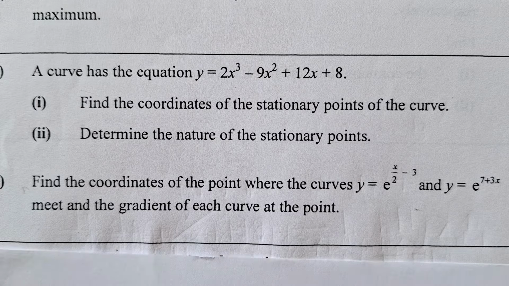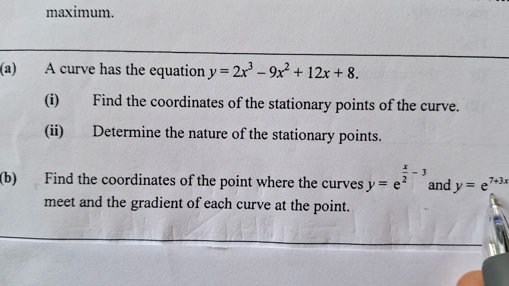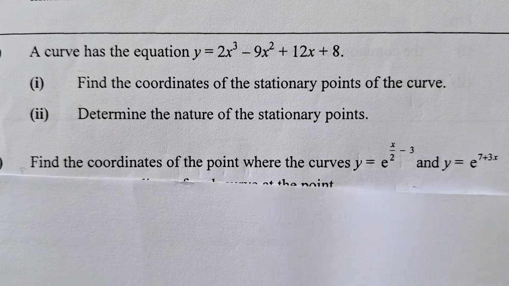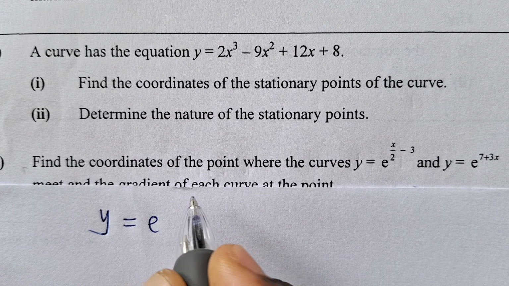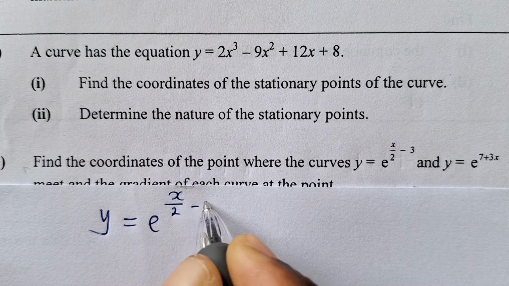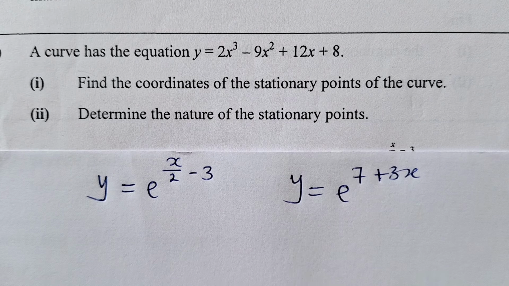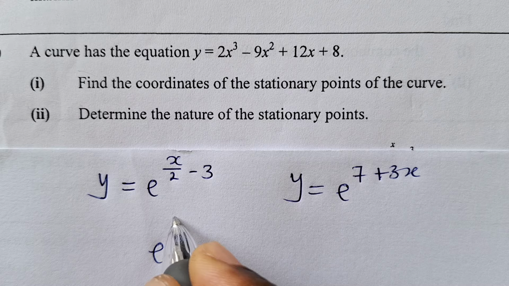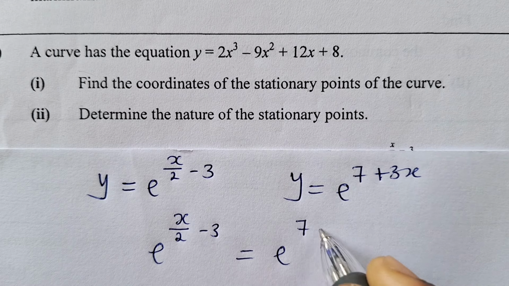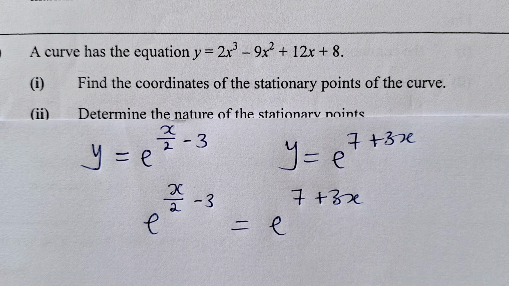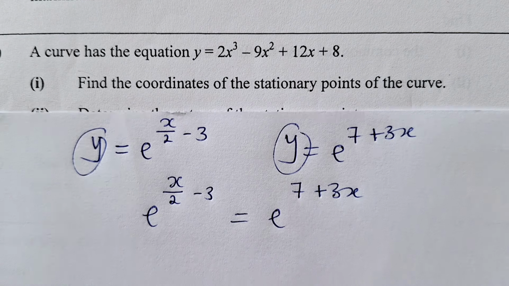All right, so for the last question here, which is question B, we need to find the coordinates of the point where the curve, this and this, where they meet. In order for us to find where they meet, we are going to get these given curves. And once we get them, we equate. So this is x over 2 minus 3 is equal to e power 7 plus 3x. So I'm equating because here it's y and y here. So meaning this and this are equal to each other.